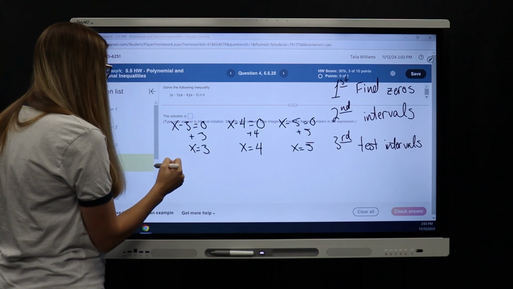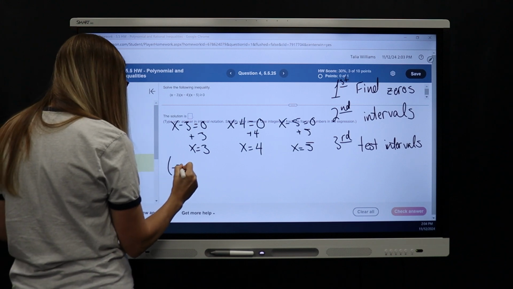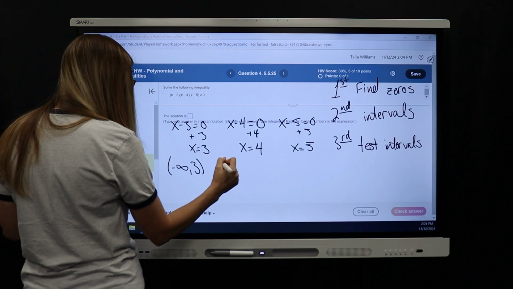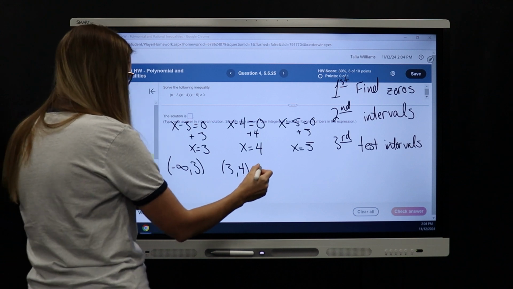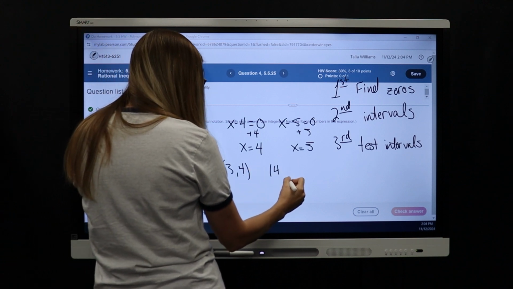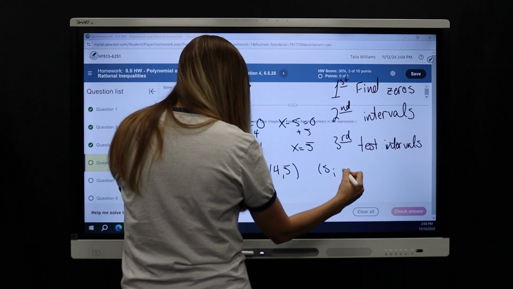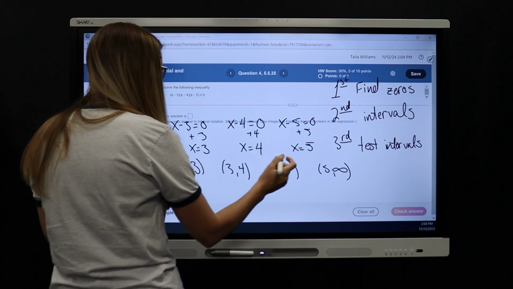Starting from -infinity and going to +infinity. I'll go ahead and write it like this. Mine are in order, so that makes it easy. And then I'm going to have 3 to 4. Then we're going to have 4 to 5. And then we're going to have 5 to infinity, because -infinity to infinity, and put them all in order.